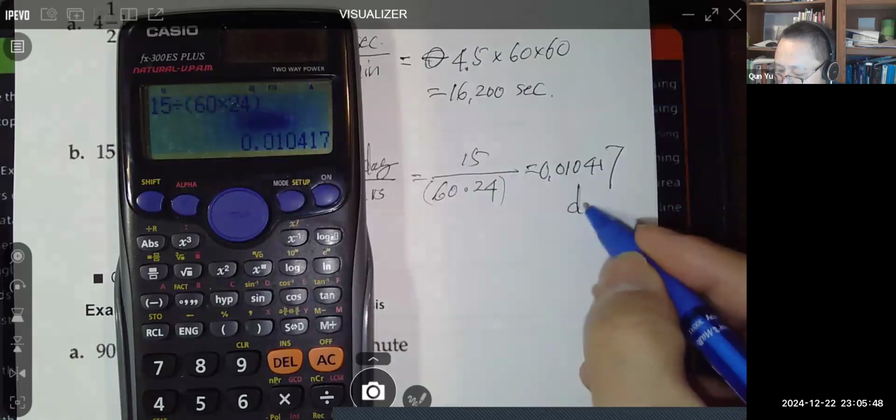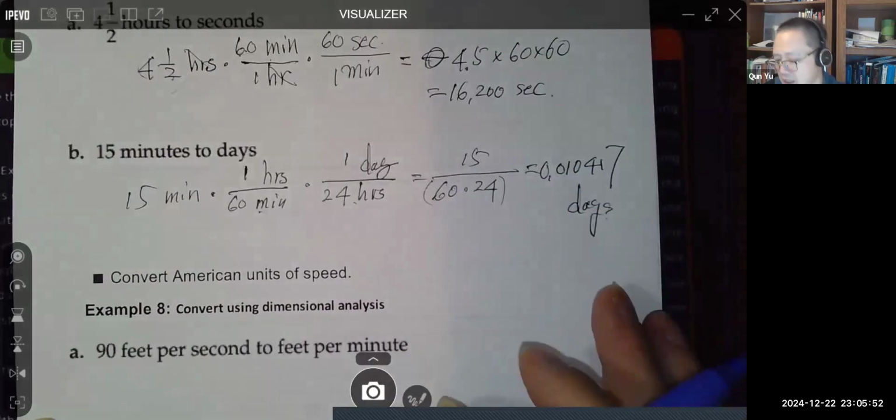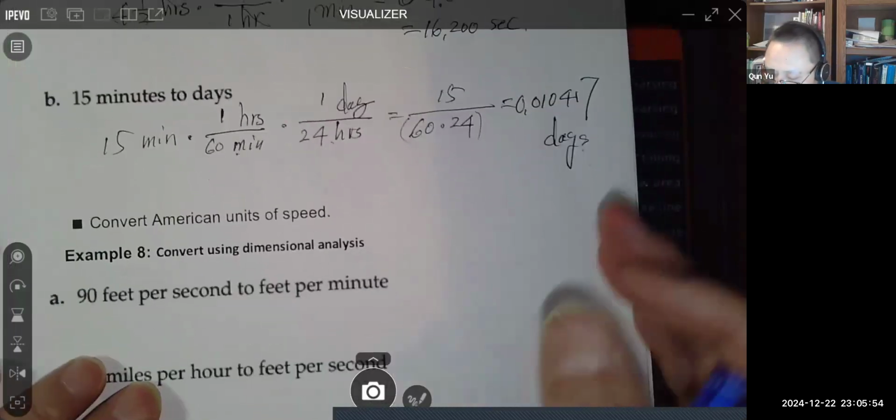Pretty small, right? 0.010417 in days. Again, I'm going to leave it. The rounding really depends on the requirement.